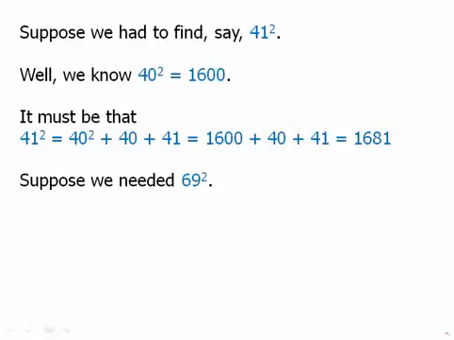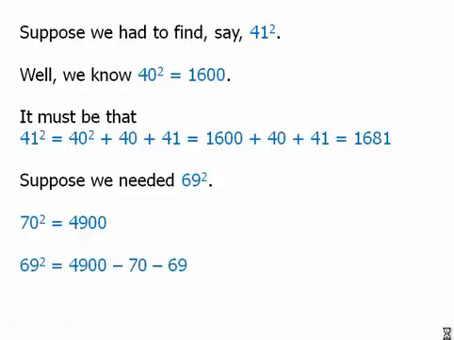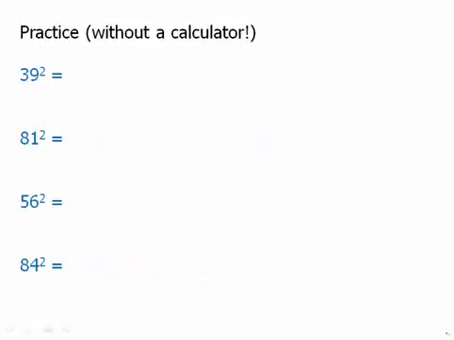Suppose we needed 69 squared. Well, we know 70 squared is 4900. Now we have to go down. We have to subtract 70 and then subtract 69. So 4900 minus 70, that will be 4830. And then to subtract 69, what I would want to do with mental math, I'd want to just subtract 70 again and add 1. Subtract 70, add 1. We wind up with 4761. And that is 69 squared. So practice these without a calculator, and then we'll talk about them.